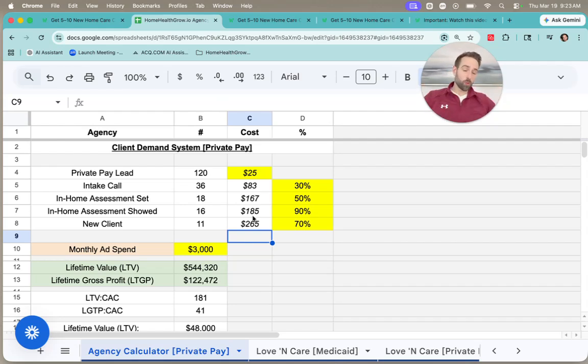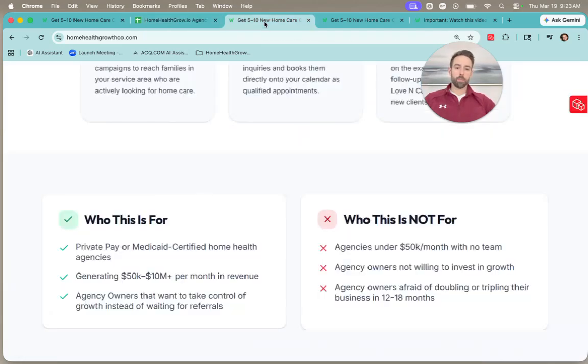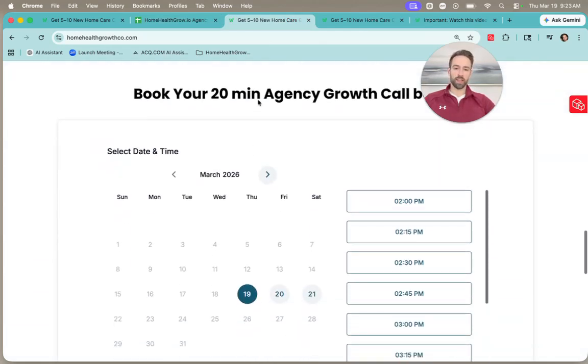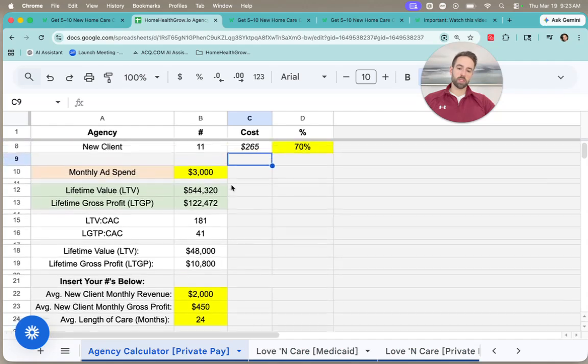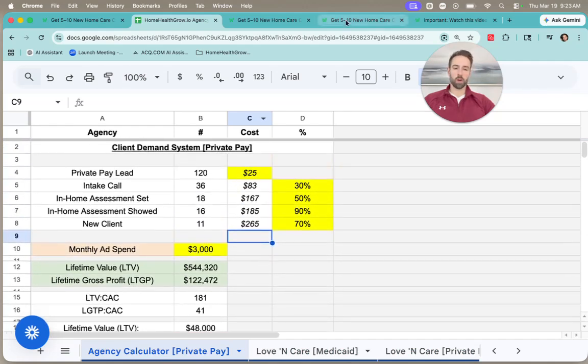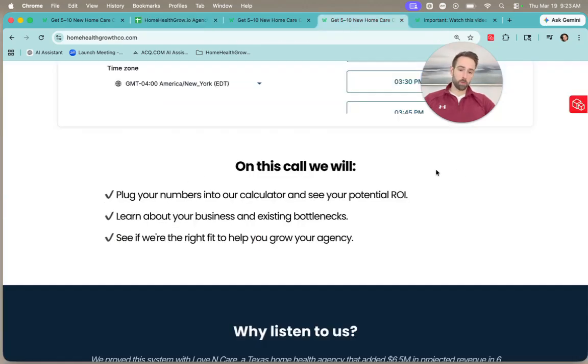So if this is interesting to you and you want to grow your agency faster, then I'm going to highly recommend to book a 20-minute agency growth call with me. We'll input your numbers and we'll just see, is this a fit? Could we make this work? And if it is, we're going to plug your numbers into the calculator, see your potential ROI, learn about your business and existing bottlenecks, and see if we're the right fit to help you grow your agency.